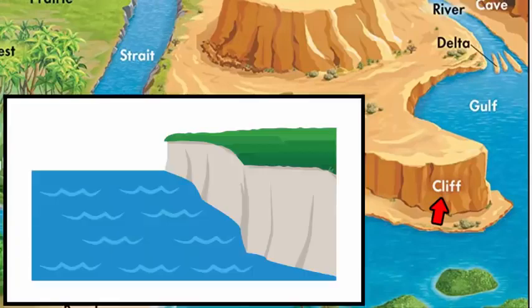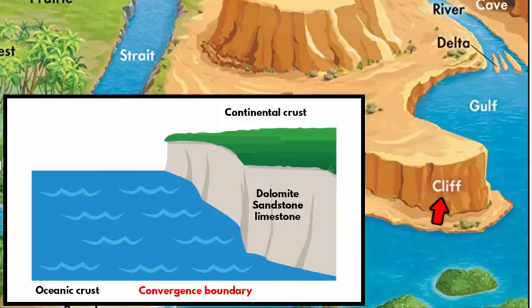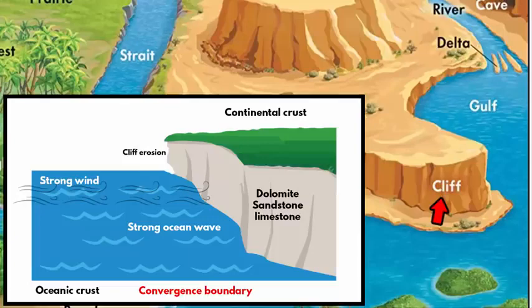The major sedimentary rocks that form a cliff are dolomite, sandstone and limestone. Even they are formed how mountains and plateaus are formed, that is through tectonic activity. Now these rocks get hit by constant wind and water. As a result, they get eroded and weathered. The force of the water wave continuously hits the cliff.